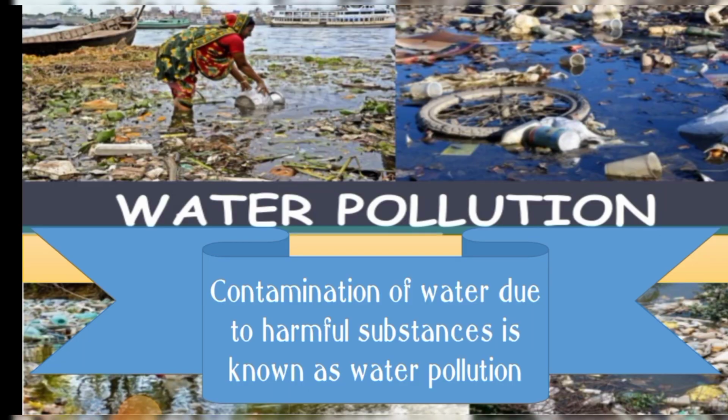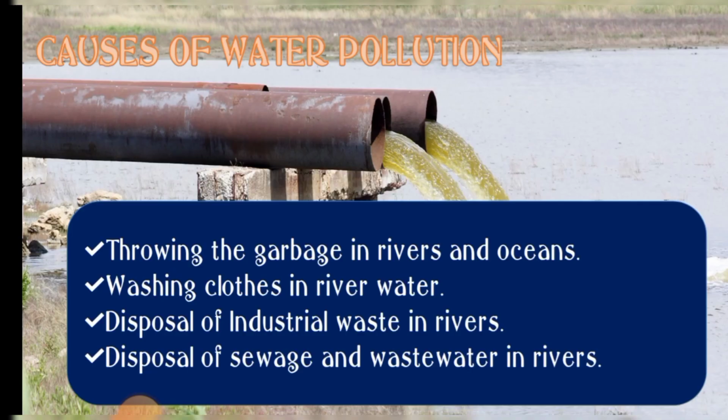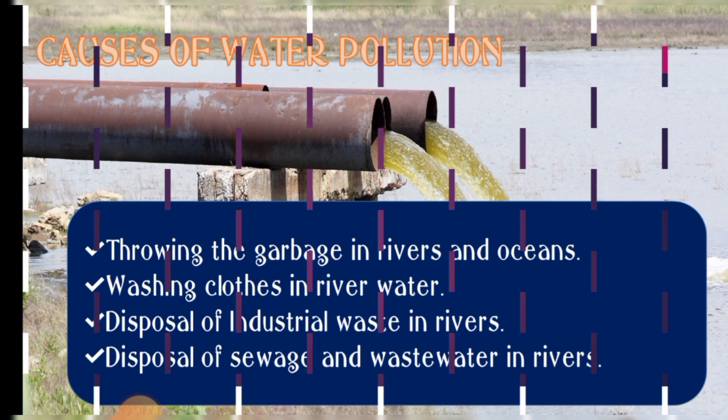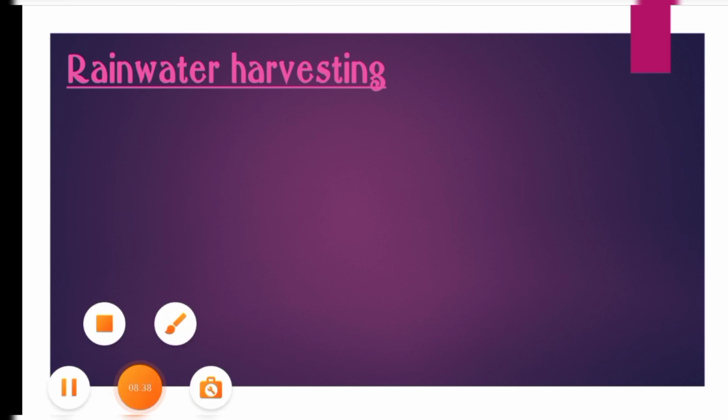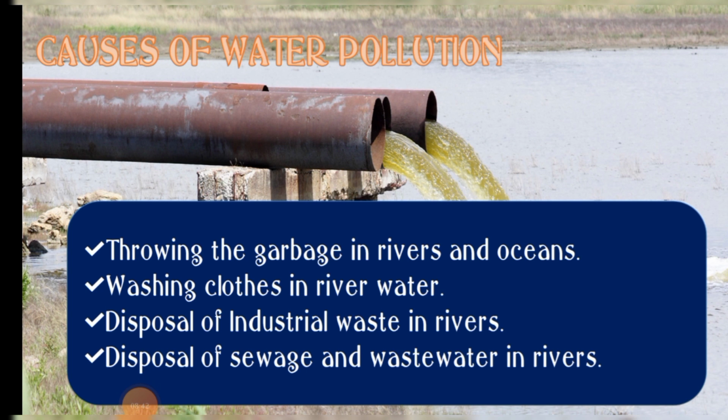Let us move ahead in the chapter. Our next topic is water pollution. Contamination of water due to harmful substances is called water pollution. There are different causes of water pollution, like throwing garbage in rivers and ocean, washing clothes in river water, disposal of industrial waste in rivers, disposal of sewage and waste water in rivers. Actually, my dear kids, water pollution is another reason for which people face water scarcity.